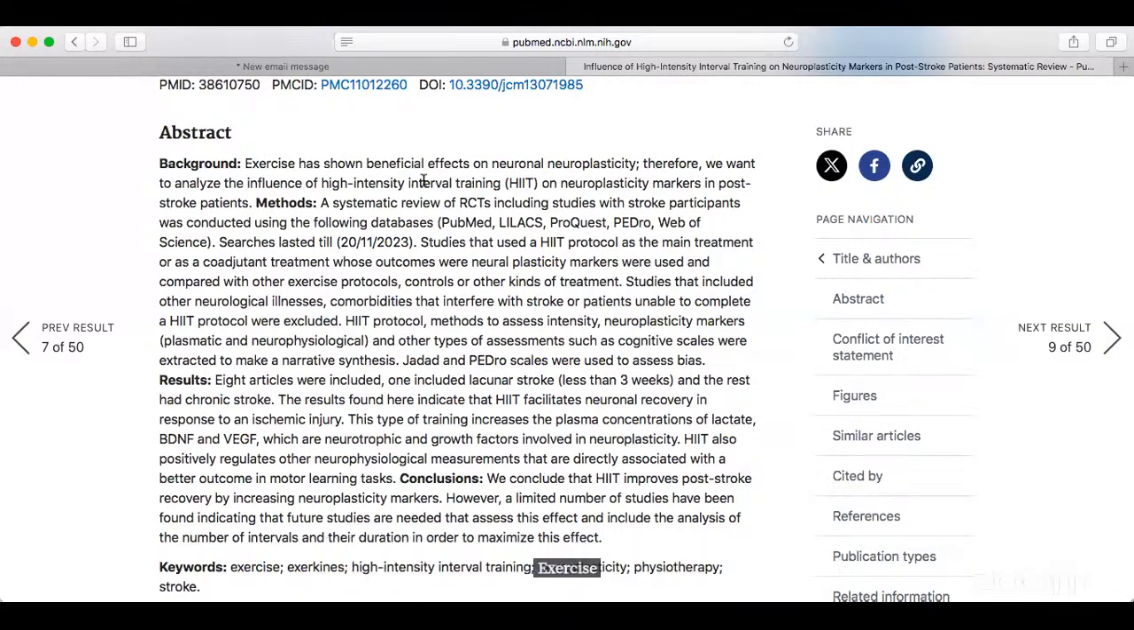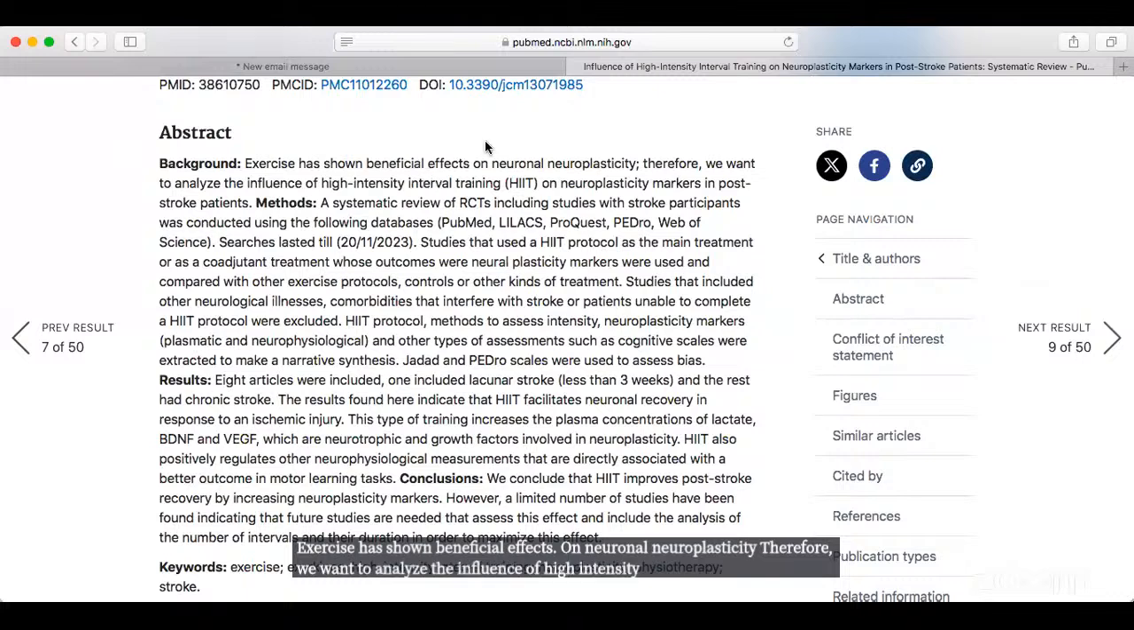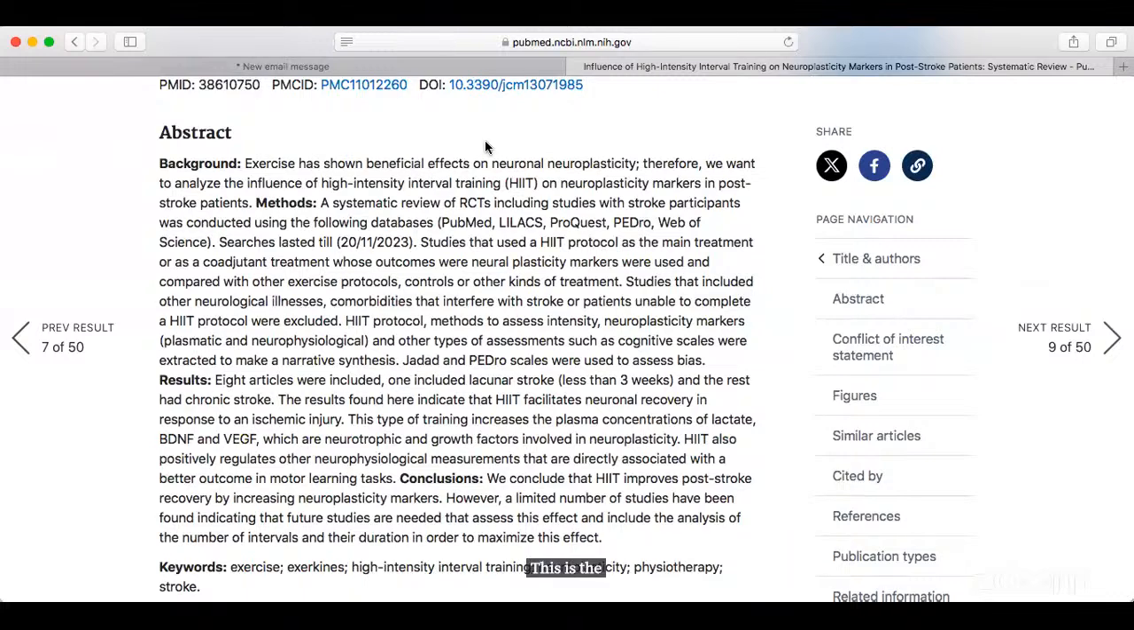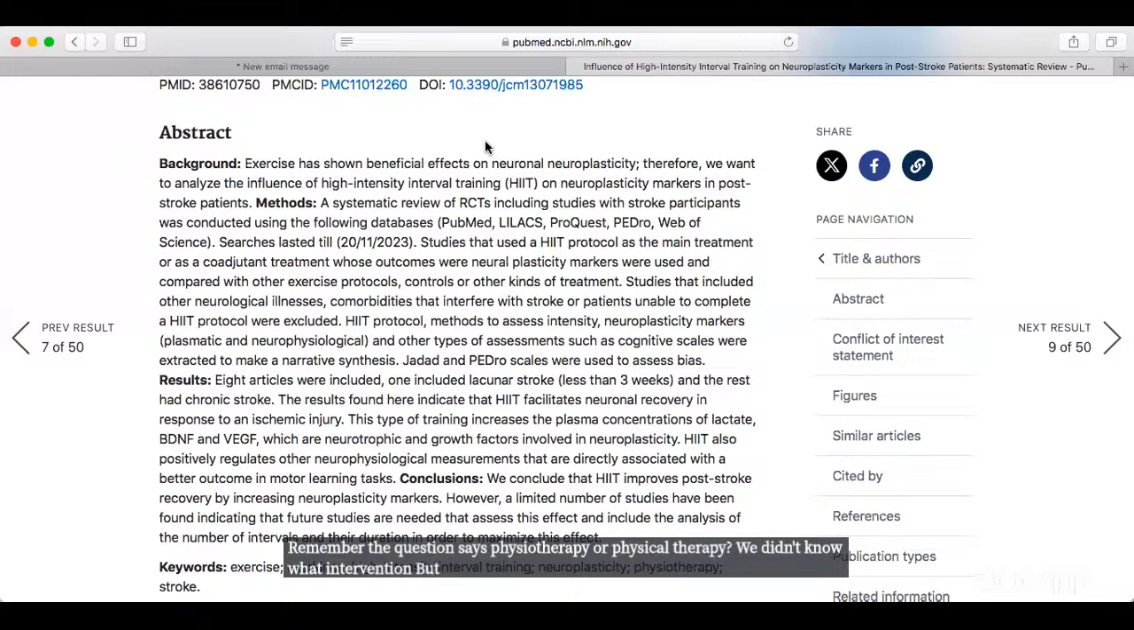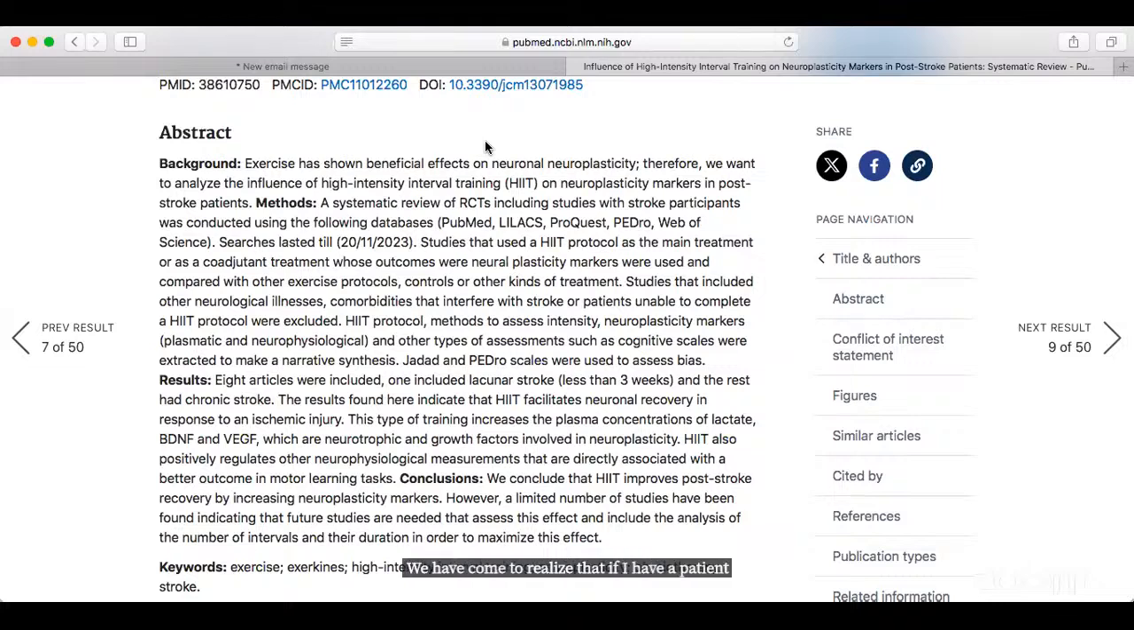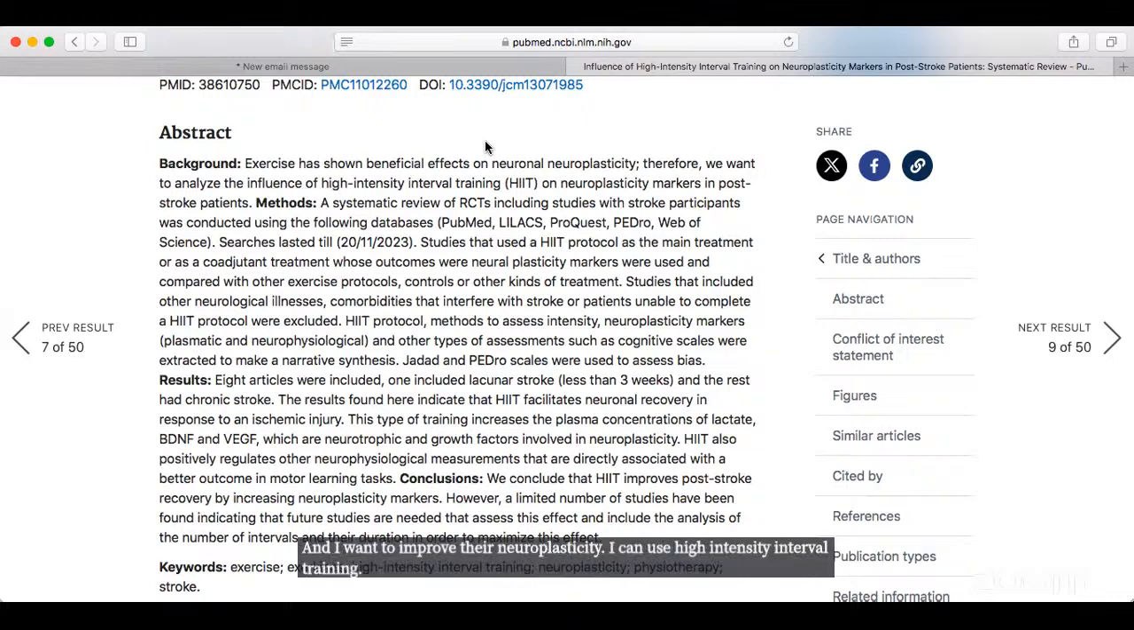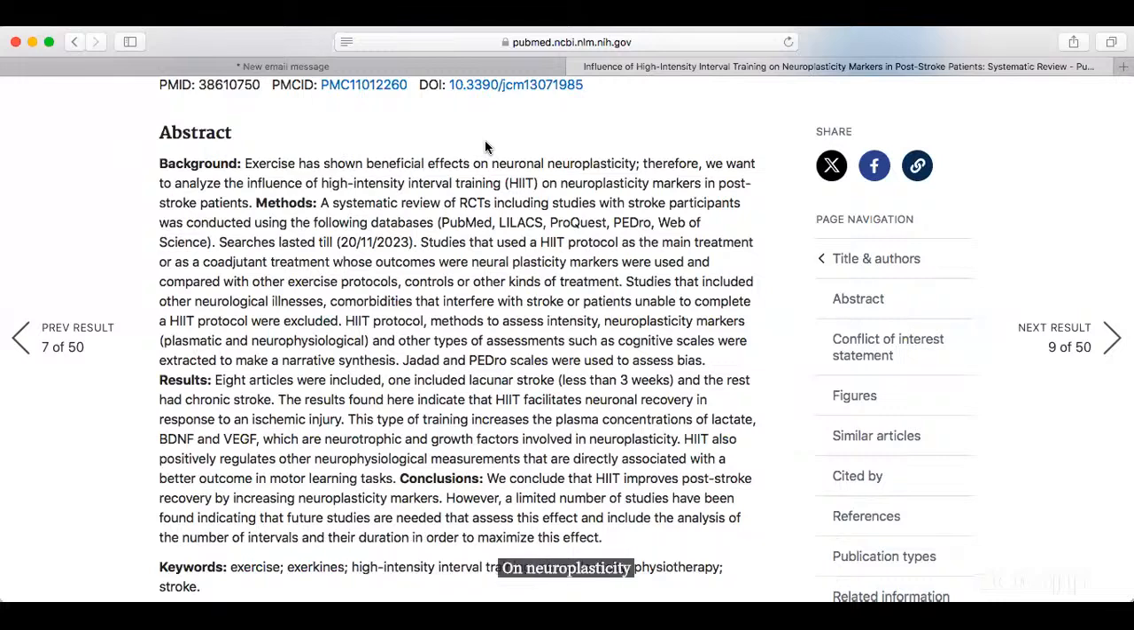Exercise has shown beneficial effects on neuroplasticity. Therefore, we want to analyze the influence of high-intensity interval training. This is the intervention. Remember, the question says physiotherapy or physical therapy. We didn't know what intervention, but at least with this evidence-based activity, we have come to realize that if I have a patient that has stroke and I want to improve their neuroplasticity, I can use high-intensity interval training on neuroplasticity markers in post-stroke patients.